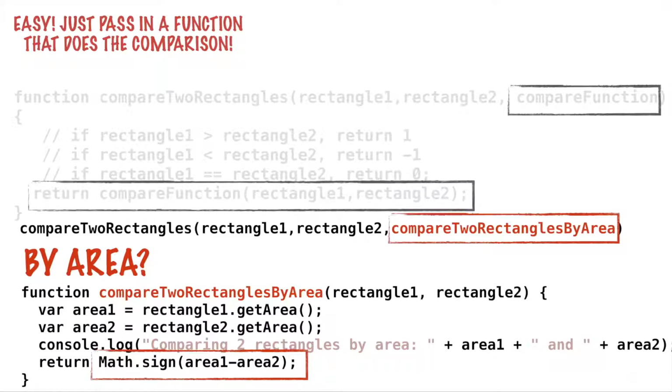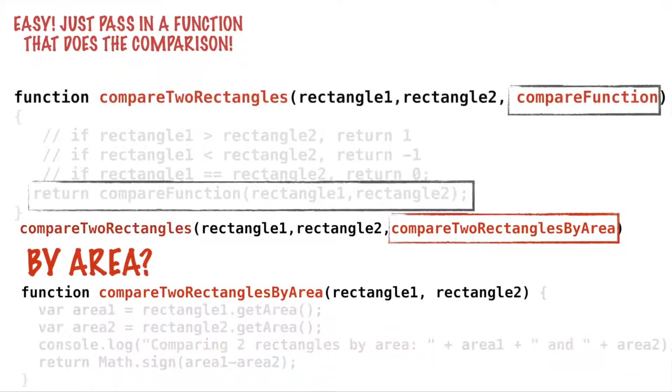So area 1 minus area 2, if area 1 is larger than area 2, math.sign will return +1. If area 1 is smaller than area 2, math.sign will return -1. And if they are exactly equal, it will return 0. Exactly like how we want the compare function to behave. This function compares two rectangles by area.